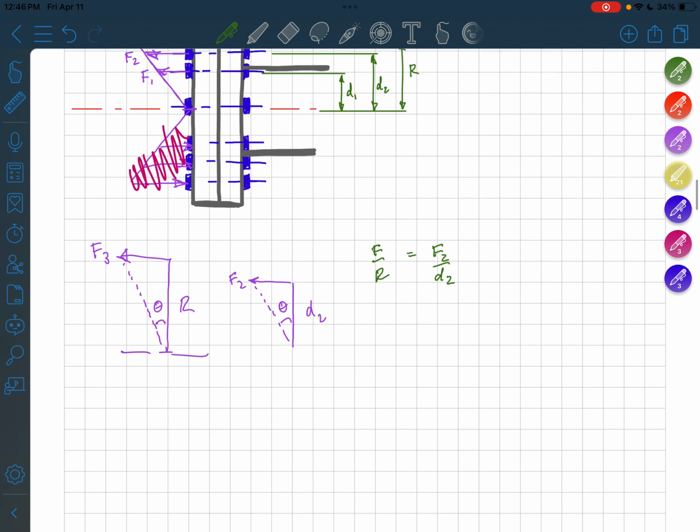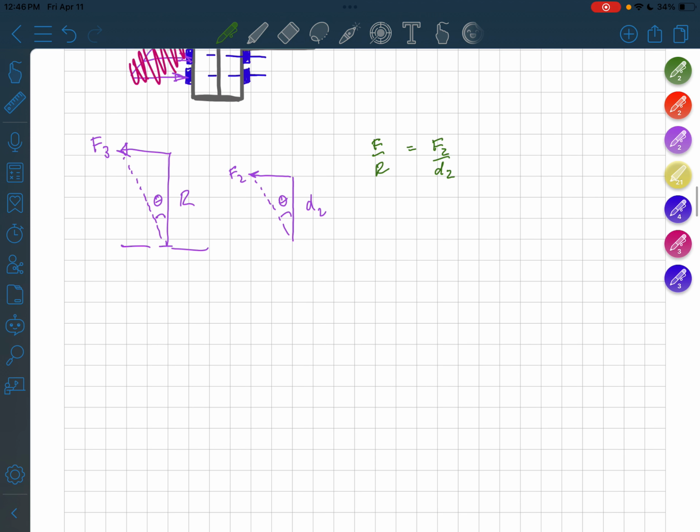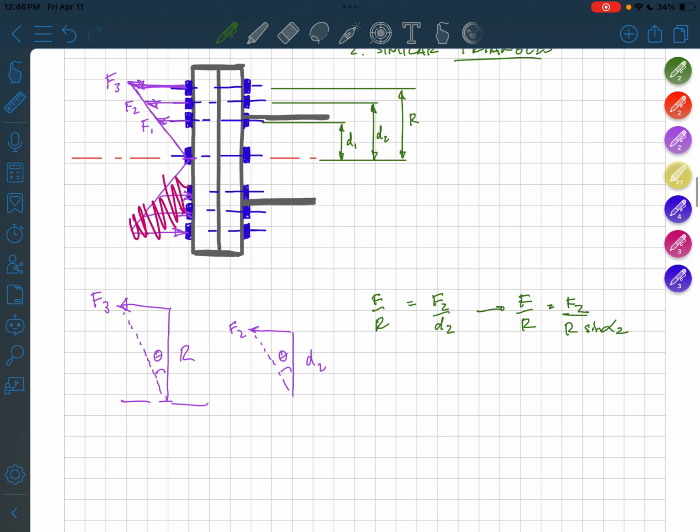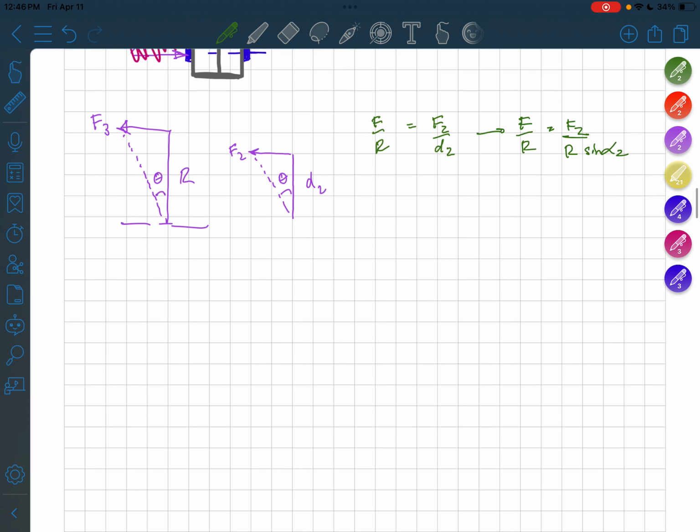Now let's evaluate this expression. Let's rewrite by plugging in some terms. F over R equals F2 over R sine theta 2, alpha 2. Now I should say before I move on, I have just assigned F3 the value of F, meaning it's our maximum force. So every bolt below it is going to be in proportion to that maximum force. So I've just written F over R. Let's solve this expression, rewrite it a little bit further.